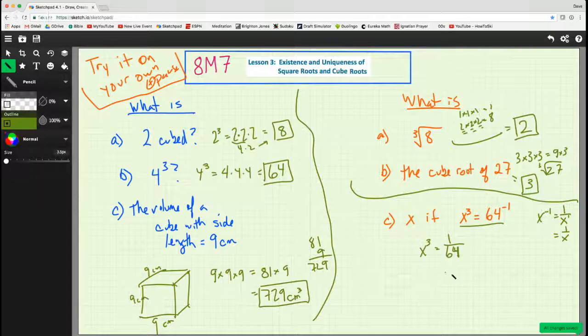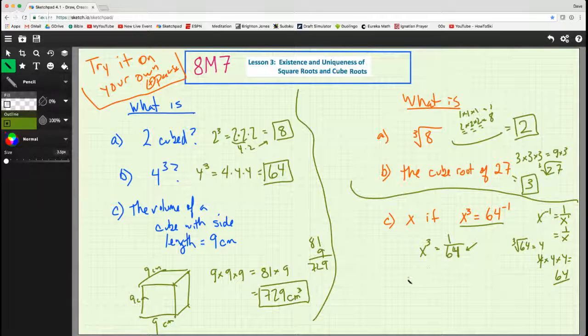Now, you say, well, what times what is 1 over 64? Well, that might be kind of hard to think about, but all you have to really do to figure this one out is know what the cube root of 64 is. And watch, what is the cube root of 64? The cube root of 64 is 4, because 4 times 4 times 4 equals 64. So the cube root is 4.